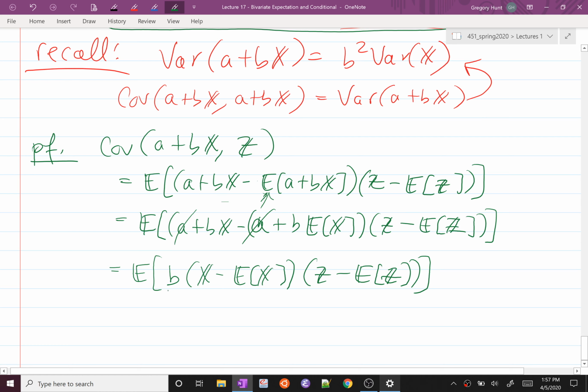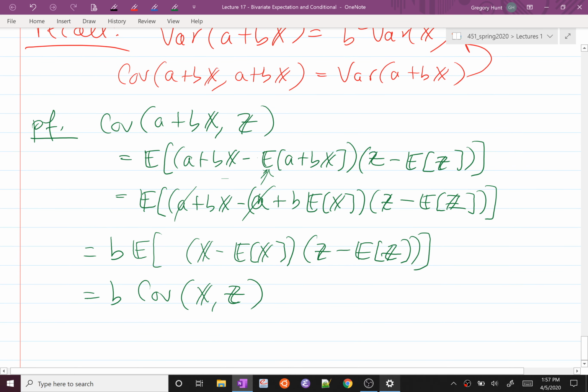And of course, I can bring this B out front if I want. So actually, I can just erase that, put the B out here. This now is B covariance of X and Z. So that's kind of half the proof. I did it for one of the arguments. It shows that I can ignore the A and I can bring the B out as a constant. And so by symmetry, we can do the same thing for the other, and that will give you the whole proof. So I'll leave it there.